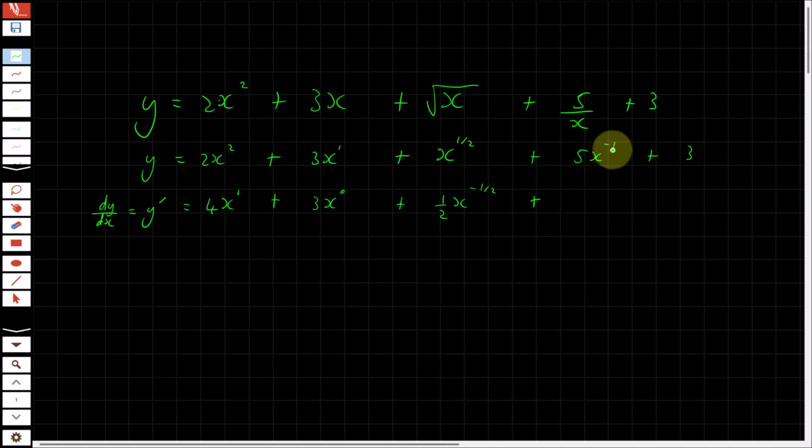Keep the term, reduce the power by 1, we get a negative a half. The next term here, times the negative 1 out the front, so that's negative 5. Keep the term, reduce the power by 1, so negative 1 take 1 is negative 2.